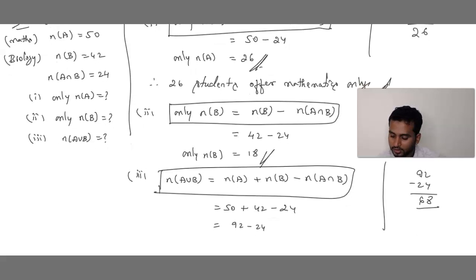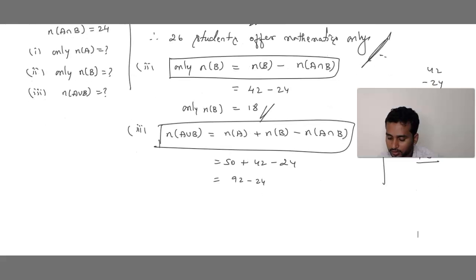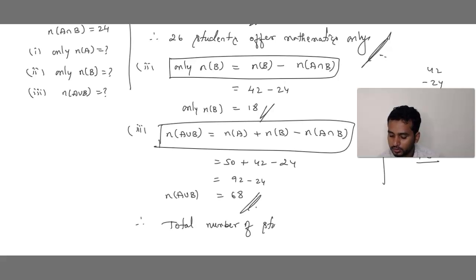So the final answer is 68. That is n of A union B. So therefore, total number of students are 68. I hope you have understood even this problem, also how to solve this. So thank you for watching this video.